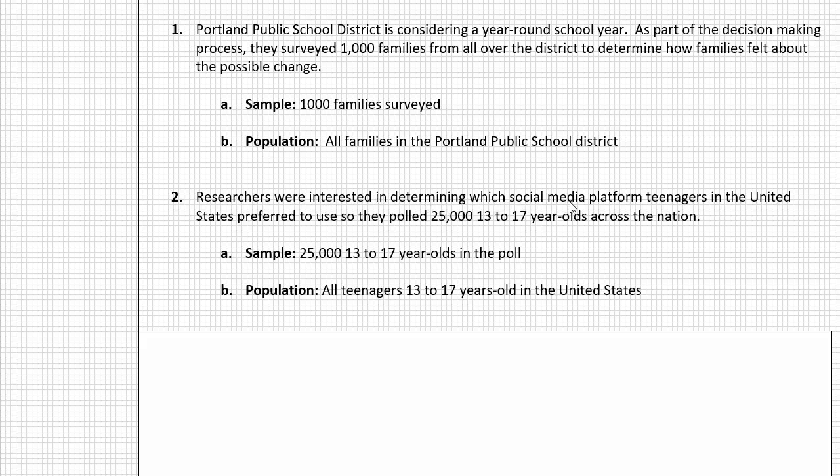They were interested in determining which social media platform teenagers in the United States preferred. So you might have also just said teenagers in the United States. And more specifically, since they surveyed and polled 13 to 17-year-olds, that is the parameters of how they're defining a teenager. So the 25,000 13 to 17-year-olds that were polled would be our sample, and all teenagers that fall within that age range that live in the United States would be our population. Let's go ahead and do one more example.